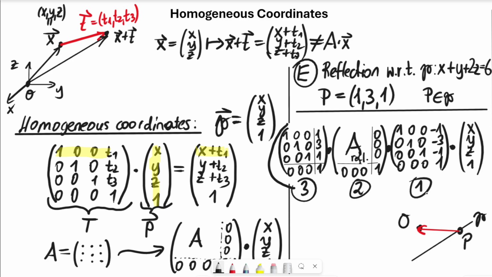The same method works for rotations around an axis that does not pass through the origin.